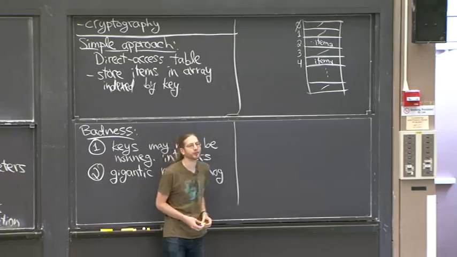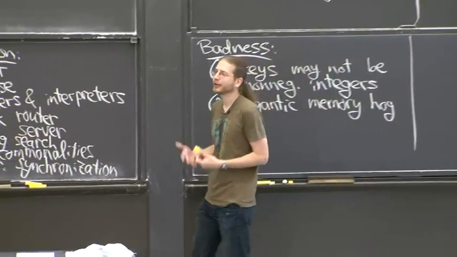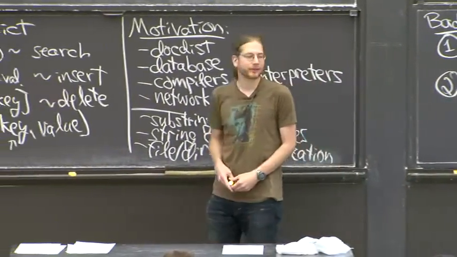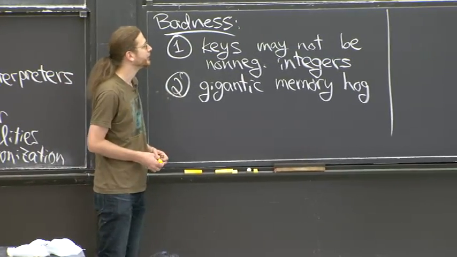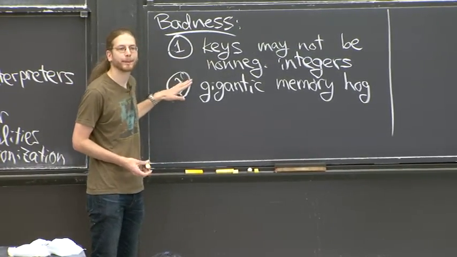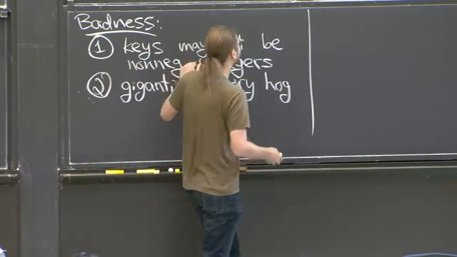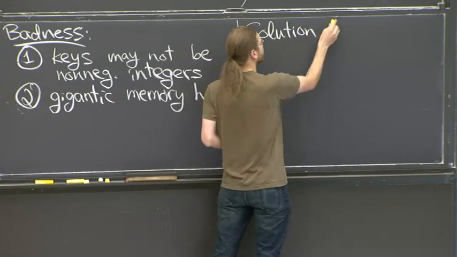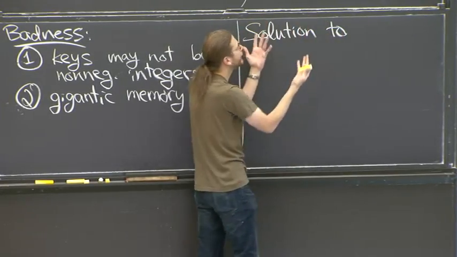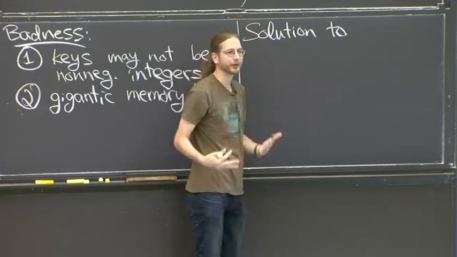That's huge. I guess there's also the running time of initializing that. But at the very least, you have a huge space hog. This is bad. So we're going to fix both of these problems one at a time. First problem we're going to talk about is what if your keys aren't integers? Because if your keys aren't integers, you can't use this at all. So let's at least get something that works.